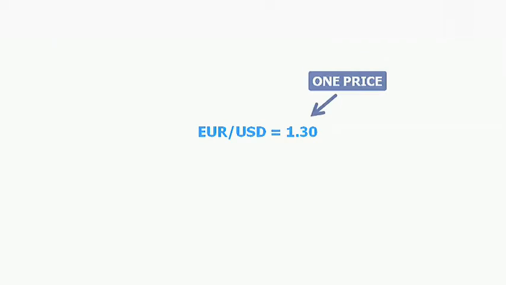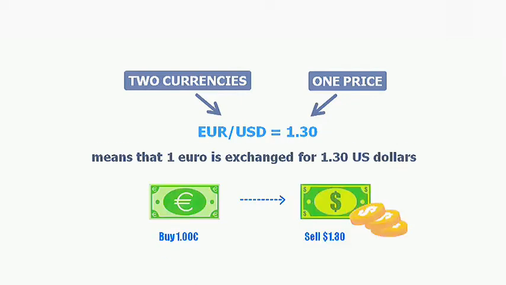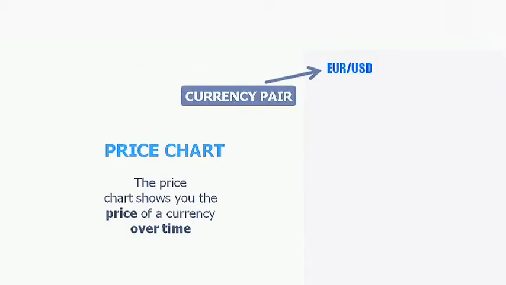A currency pair is referred to as one price. This price is the exchange rate between two currencies. So if the price of the euro-US dollar is, say, $1.30, then this means that €1 is exchanged for $1.30.